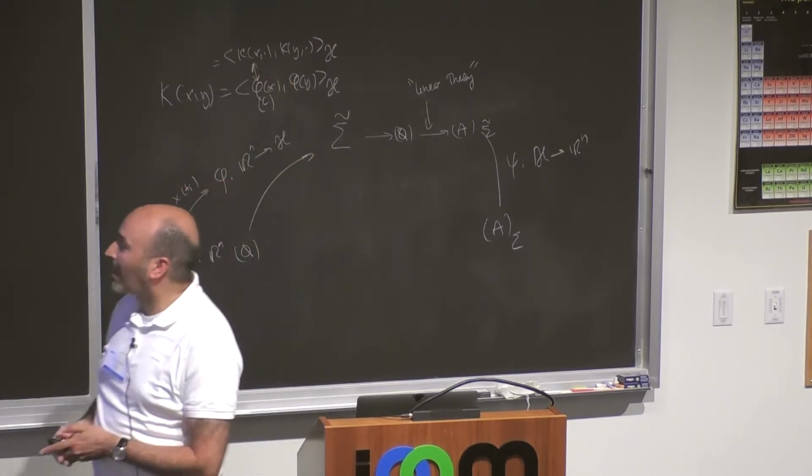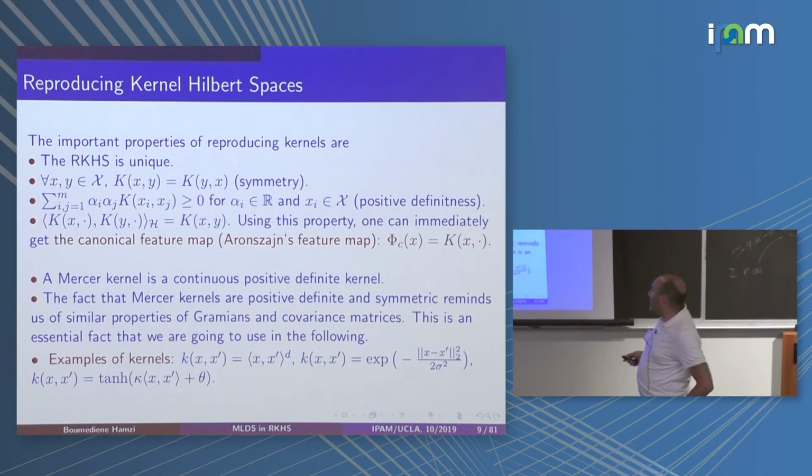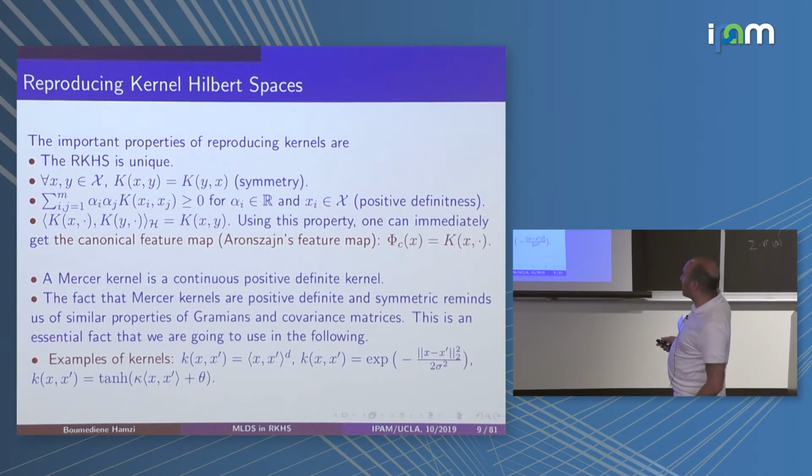Then, if we add the continuity constraint on the kernel, we get something called the Mercer kernel. The fact that Mercer kernels are positive definite and symmetric reminds us of similar properties of Gramians and covariance matrices that we are going to use in the following section. Examples of kernels are monomials, exponentials, and hyperbolic tangent.